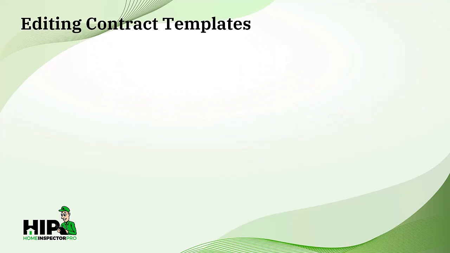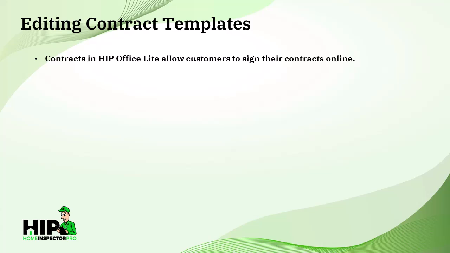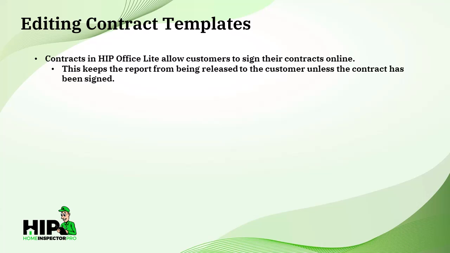Welcome. This tutorial covers the setup and use of contracts in the HIP Office Lite system. Contracts in HIP Office Lite allow your customers to sign for their inspection orders online, and this allows you to keep reports from being released until the contract has been signed and paid for.